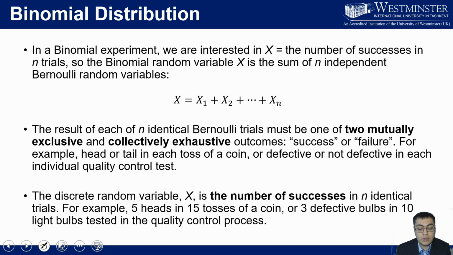So for a discrete random variable x, x is the number of successes in n number of trials. So if we are interested in 5 heads in 15 tosses, then 15 would be our n and 5 would be our x. Or if we look at, for example, light bulbs and we want to know the probability of getting a defective light bulb, then in this case 10 would be our n and 3 would be our x.